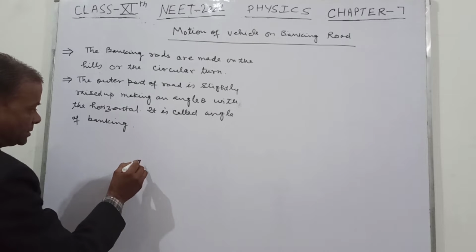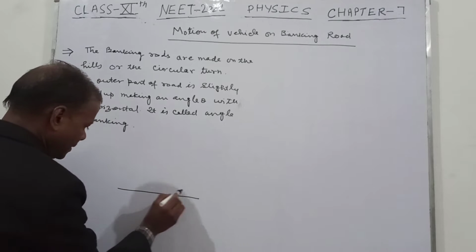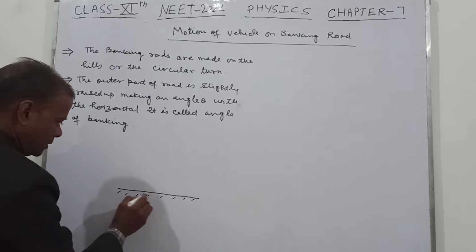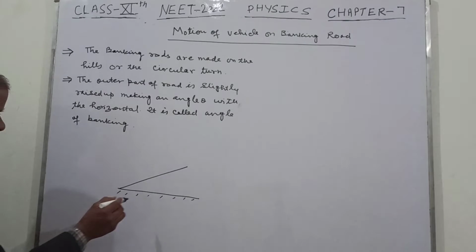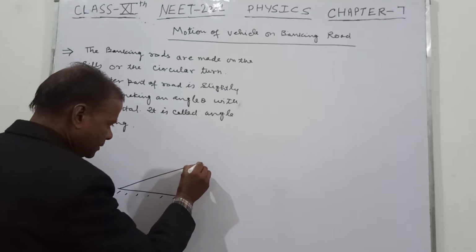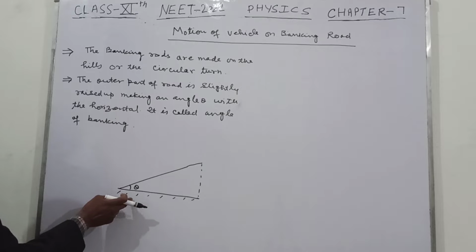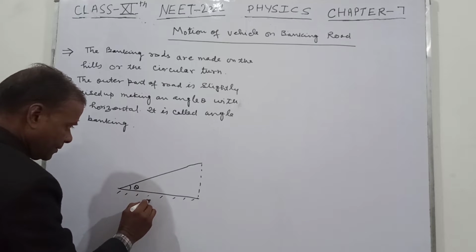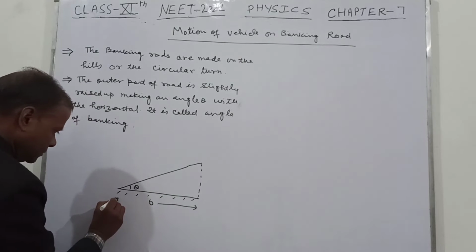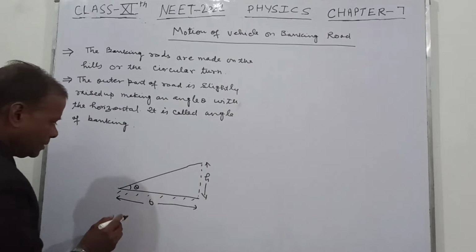So it happens in this way. Suppose this is the horizontal, this is the surface, then what happens, this road is just elevated. Then this angle theta, this is called the angle of banking. Let this be the length of this road, this is suppose B the width, this is raised to height h, then this angle theta.